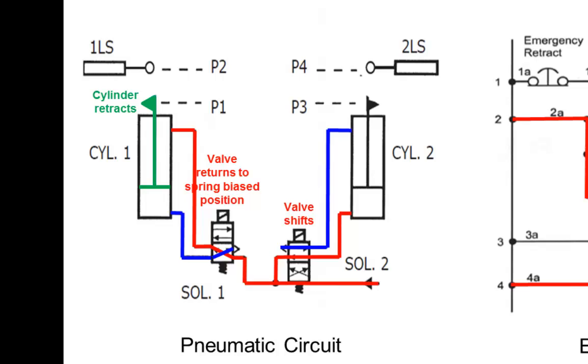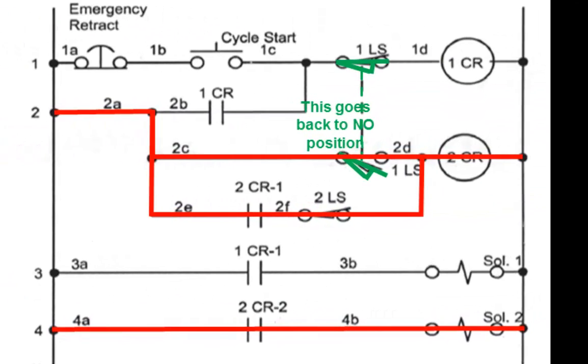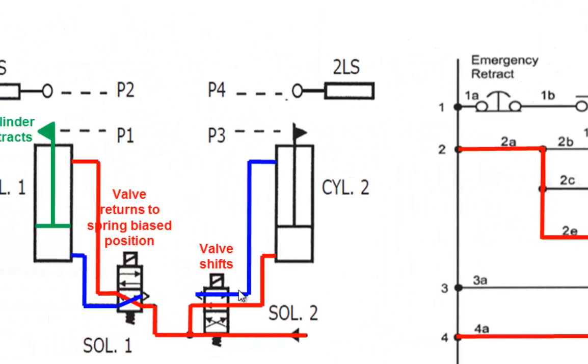Now the instant that cylinder 1 retracts off of limit switch number 1, this contact here goes back to the normally open position. But this coil stays energized because this set of contacts right here is closed, so this coil is keeping itself energized because it's closed these contacts, which means that the solenoid for this valve can stay energized while the cylinder extends. And that cylinder will extend until it trips limit switch number 2.